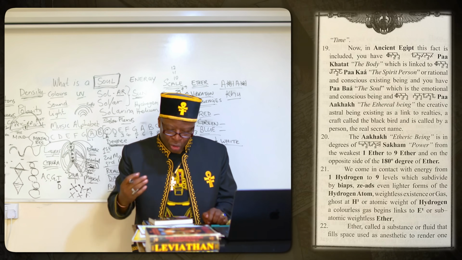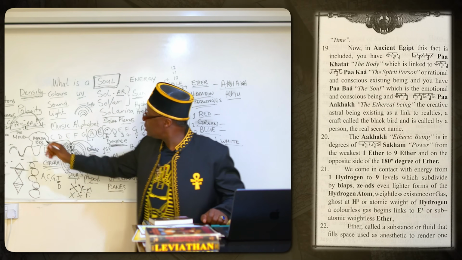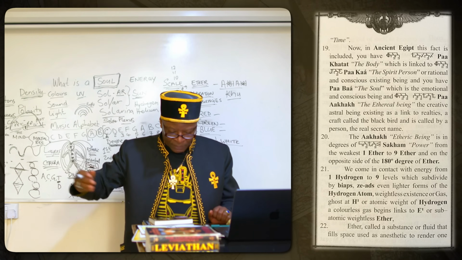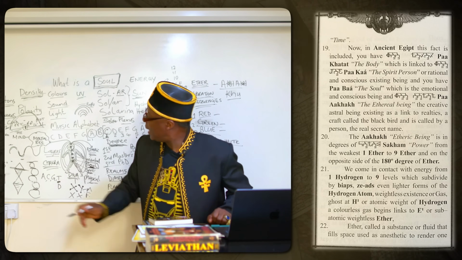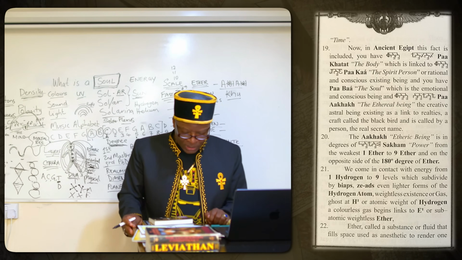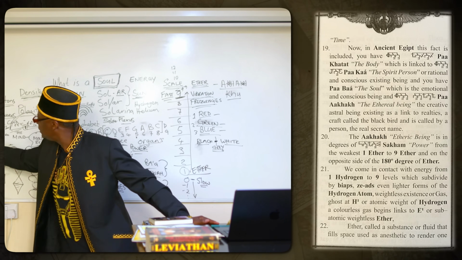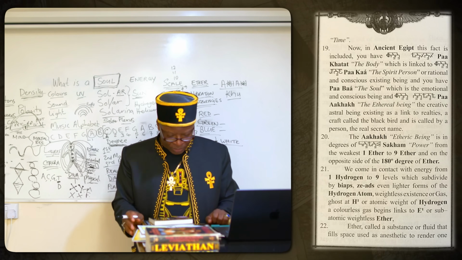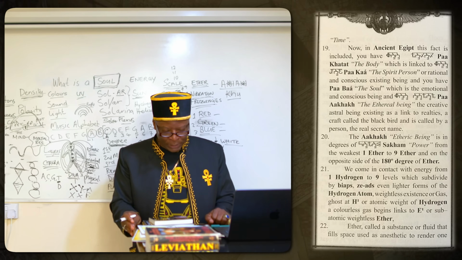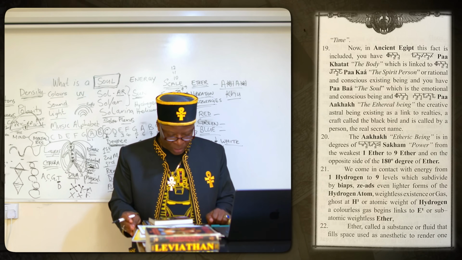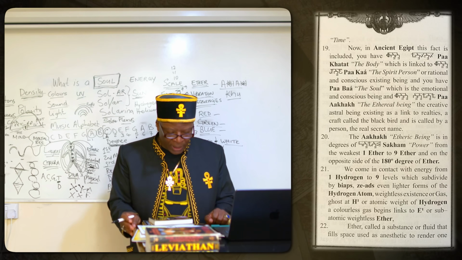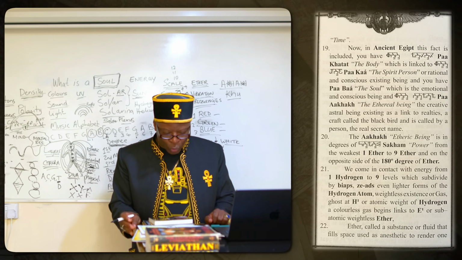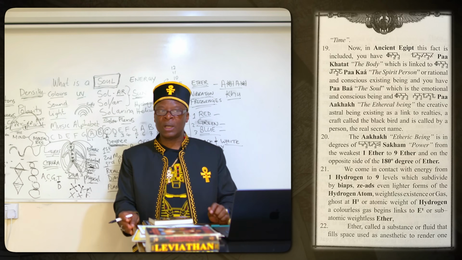21, we come in contact with energy from hydrogen, from one hydrogen to 9 levels, which subdivide by biaps, ziads, or people say zeelies, ziads, even lighter forms of the hydrogen atom, a weightless existence or gas, a ghost at H1, or the atomic weight of hydrogen. A colorless gas begins and links to E1, or subatomic weightless E1, or ether.